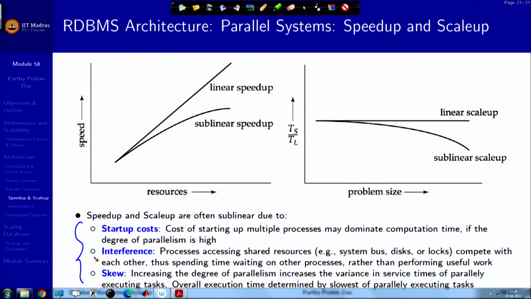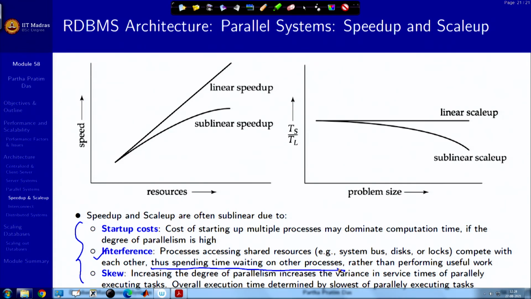There could be interference, because multiple processes will share the system bus, the disk, the log. So, there will be a lot of conflict and blocking that will have to happen, and a lot of time will maybe be wasted waiting on other processes rather than actually performing useful, fruitful tasks.